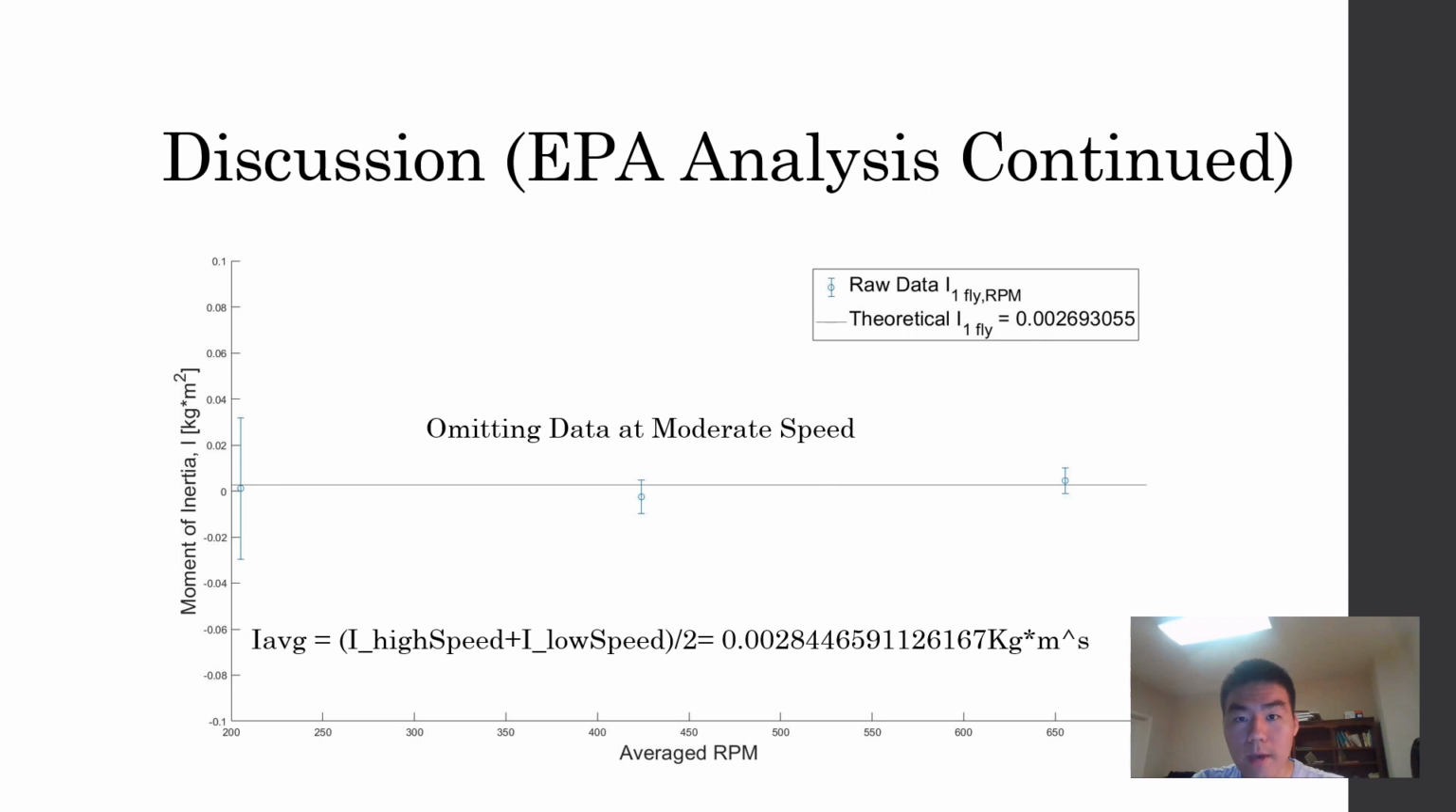With the uncertainty values calculated for the moment of inertia of each flywheel at its own relative velocity, we can see from this graph that the raw data has error bounds that encompass the theoretical value. This means that all three data points are valid even though at moderate speed the moment of inertia was calculated to be negative. However, we will be omitting the data point at moderate speed just because we only have 3 data points. This has resulted in us obtaining an I-average value for each flywheel to be approximately 0.0028.